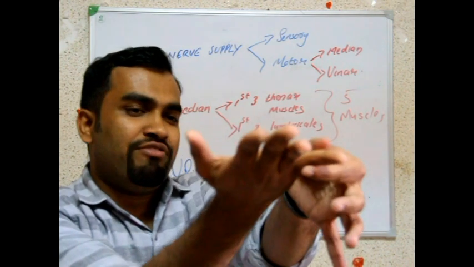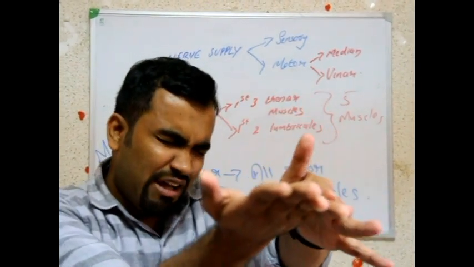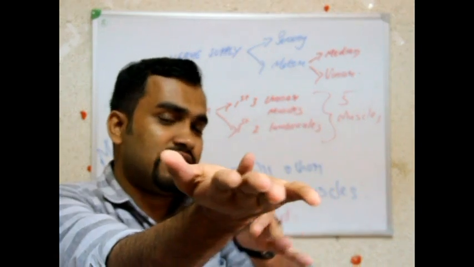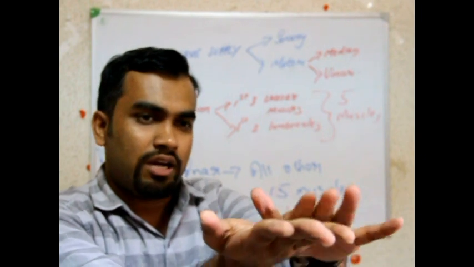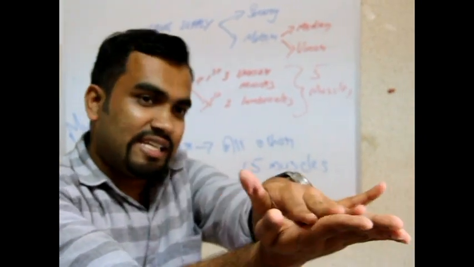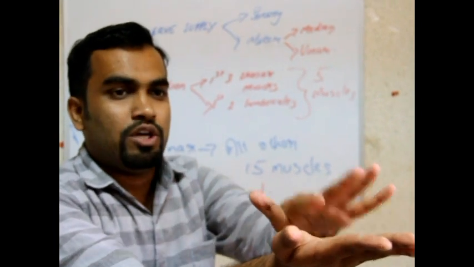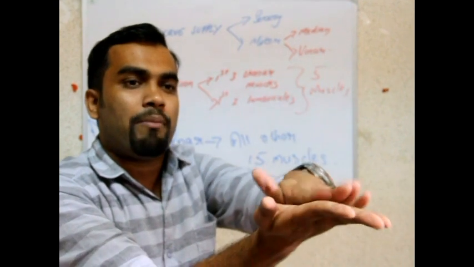So this one finger, the little finger and a half, one and a half fingers on the medial side, is supplied by the ulnar nerve. Easy to remember: we have the ulnar bone here, so there will be the ulnar nerve every time. And all the other 3.5, the lateral 3.5, is supplied by the median nerve, not the radial nerve.